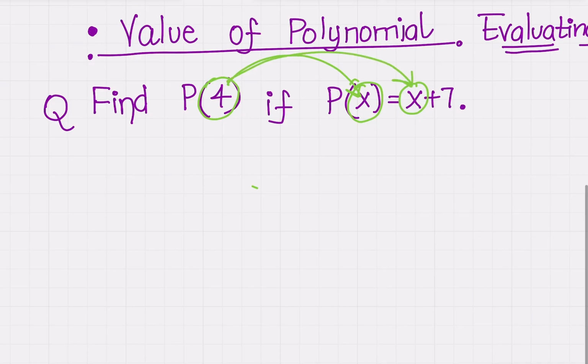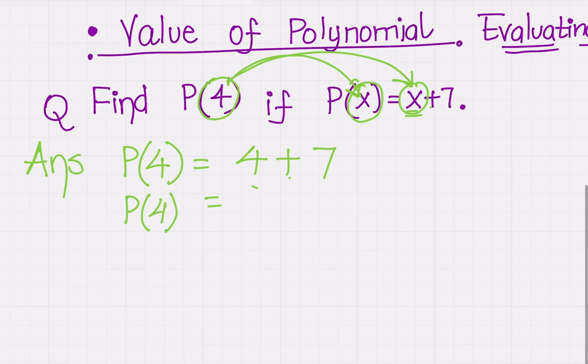So how do we write our answer now? Our answer will look something like this: P of 4 equals, now in place of x, what do I put? 4, plus, as in the question, 7. So the value of my polynomial with the new variable value, which is 4, becomes 4 plus 7. Hence, the value of P of 4 becomes 11. And that is my answer.